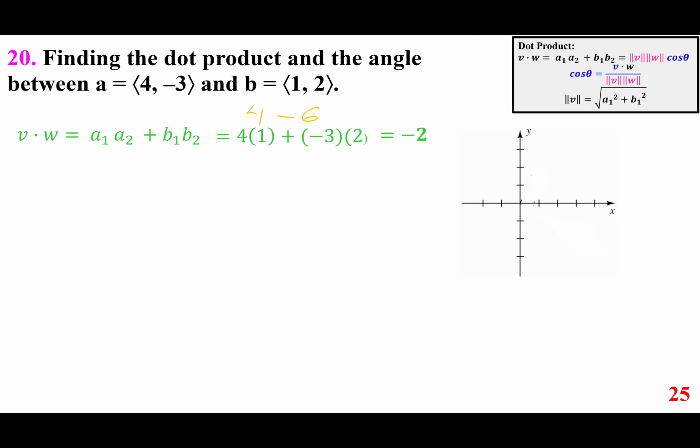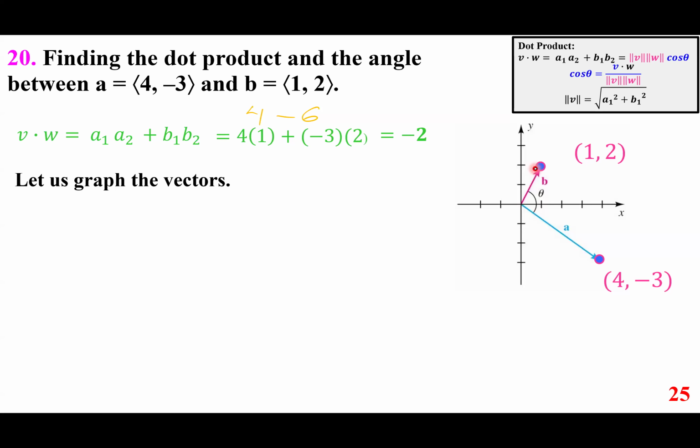And to graph them, let's just do 4, -3: 4 units right, 3 units down would be the terminal point, like so. 1, 2: 1 right, 2 up. That would be the terminal point. And these are the two, and the angle in between. We can find it.